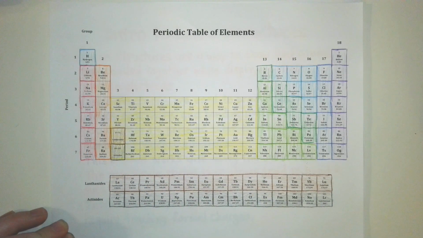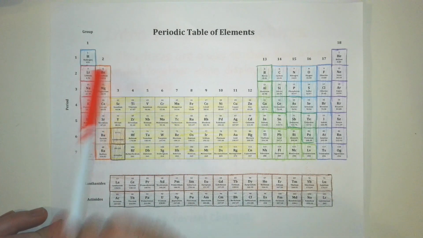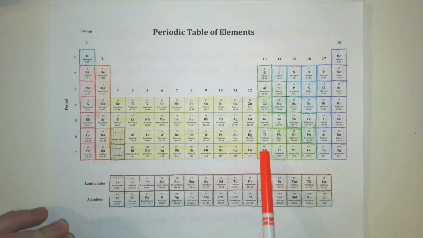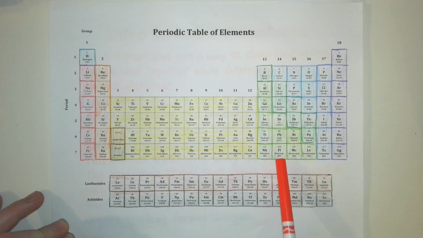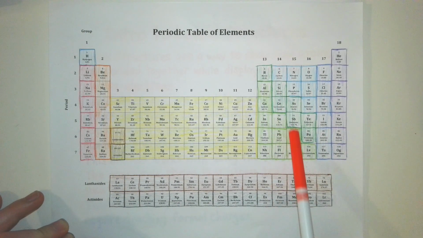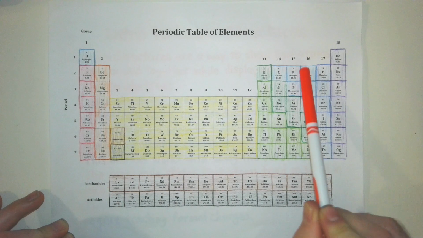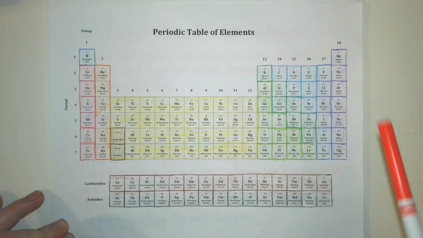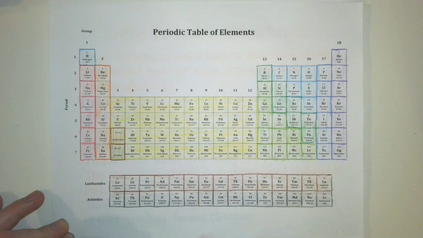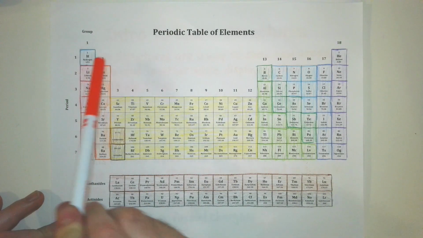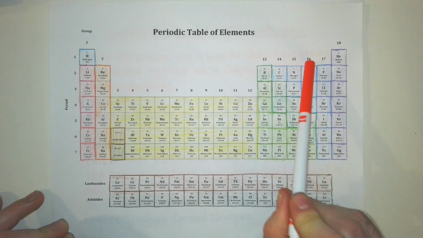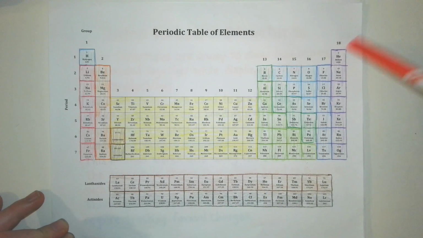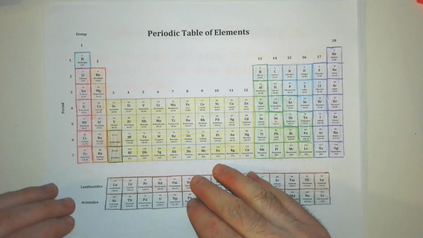Group 1 are going to have 1 valence electron. Group 2 are going to have 2 valence electrons. Group 13 are going to have 3 valence electrons. Group 14 is going to have 4, Group 15 is going to have 5, Group 16 is going to have 6, Group 17 is going to have 7, Group 18 is going to have 8 valence electrons, except for helium, it has 2. So the pattern goes 1, 2, 3, 4, 5, 6, 7, 8, except for helium, it has 2. All right.